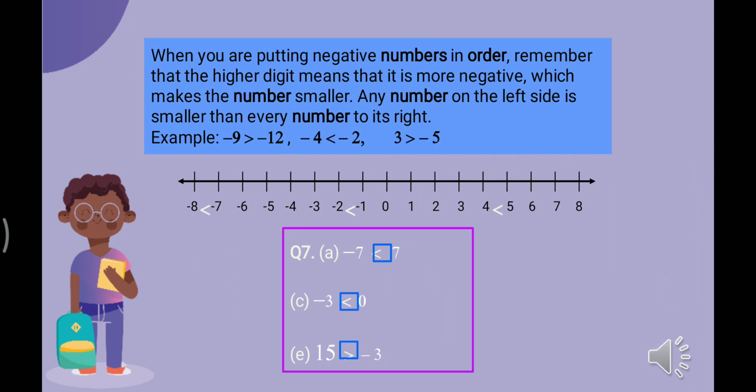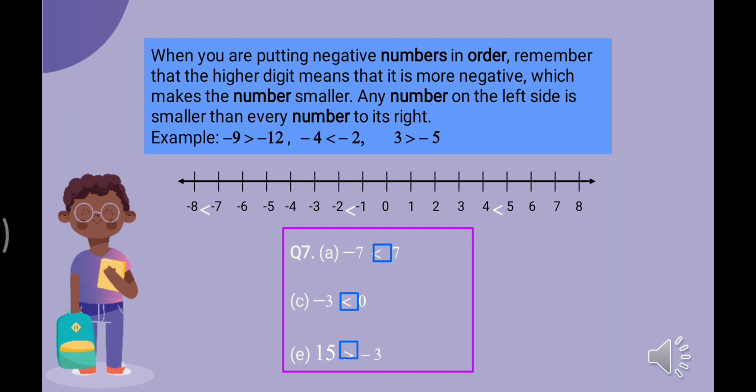Before proceeding to question number 7, let us recall that all integers on the number line increase from left to right. That means the integers are in ascending order on the number line, which means that every number on the right hand side of a number is greater than the number on its left hand side. For example, minus 9 is greater than minus 12. Even though 12 is numerically greater than 9, minus 12 is on more left extreme than minus 9.